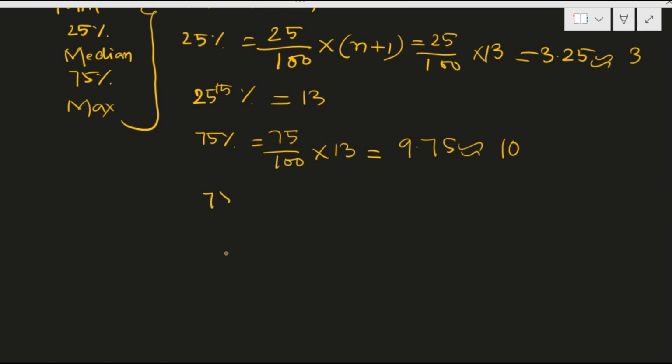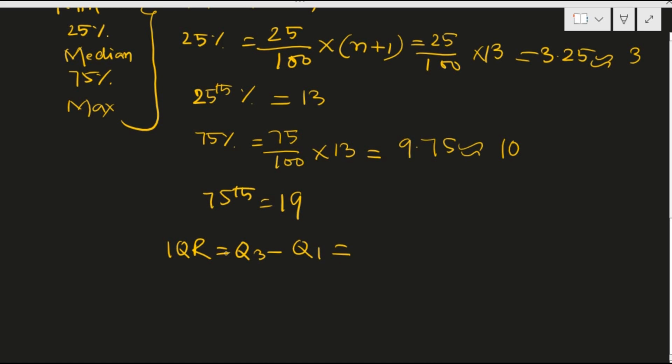So it will be 90. Now the formula to find IQR is Q3 minus Q1, right? And the Q3 value we know is 19, minus Q1, which is 13. So we have 6. Our IQR value is 6.